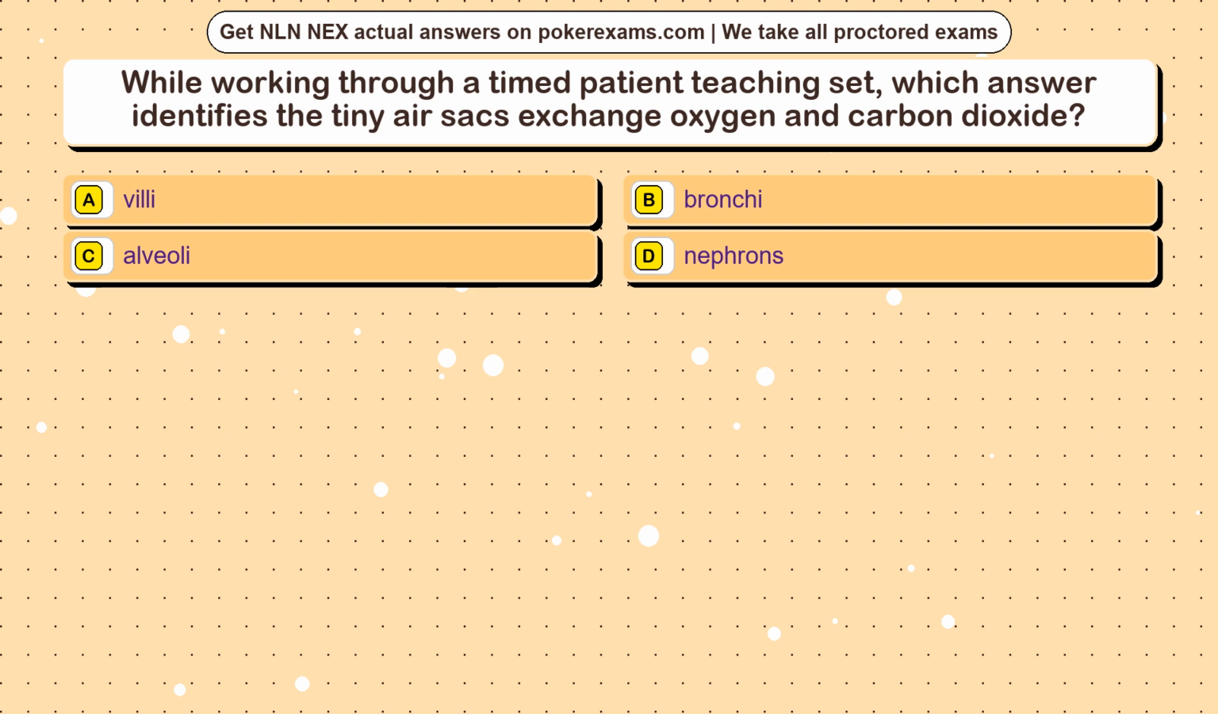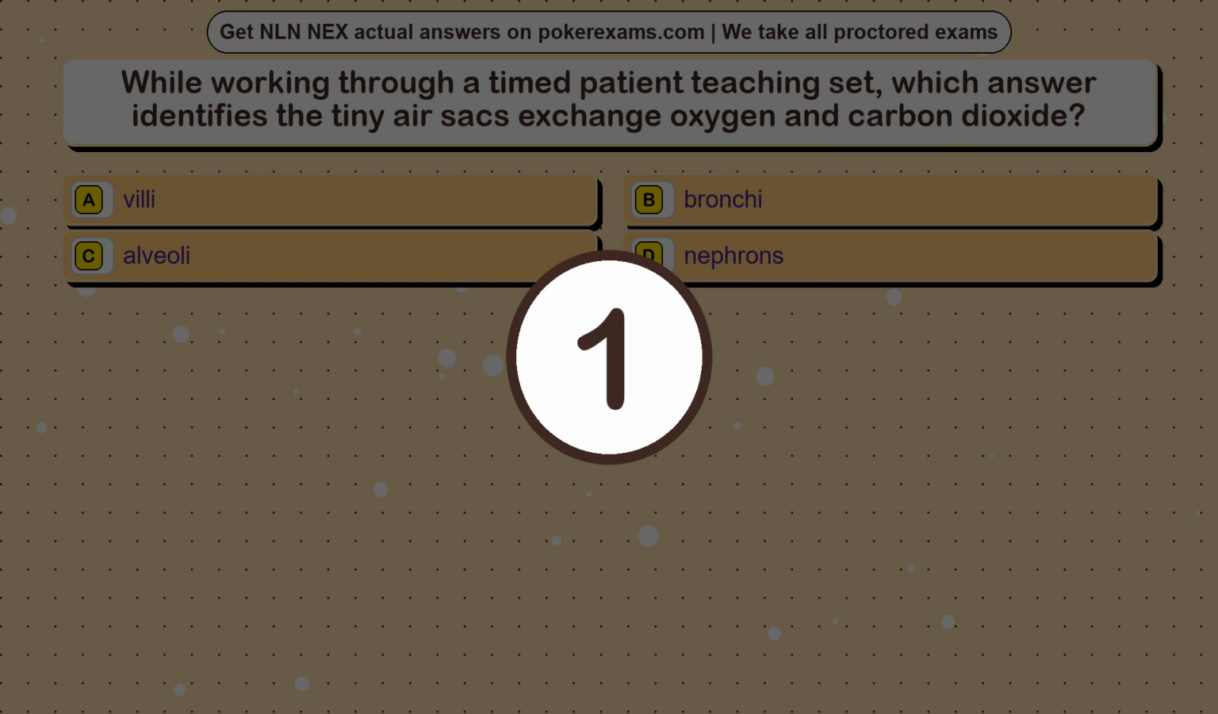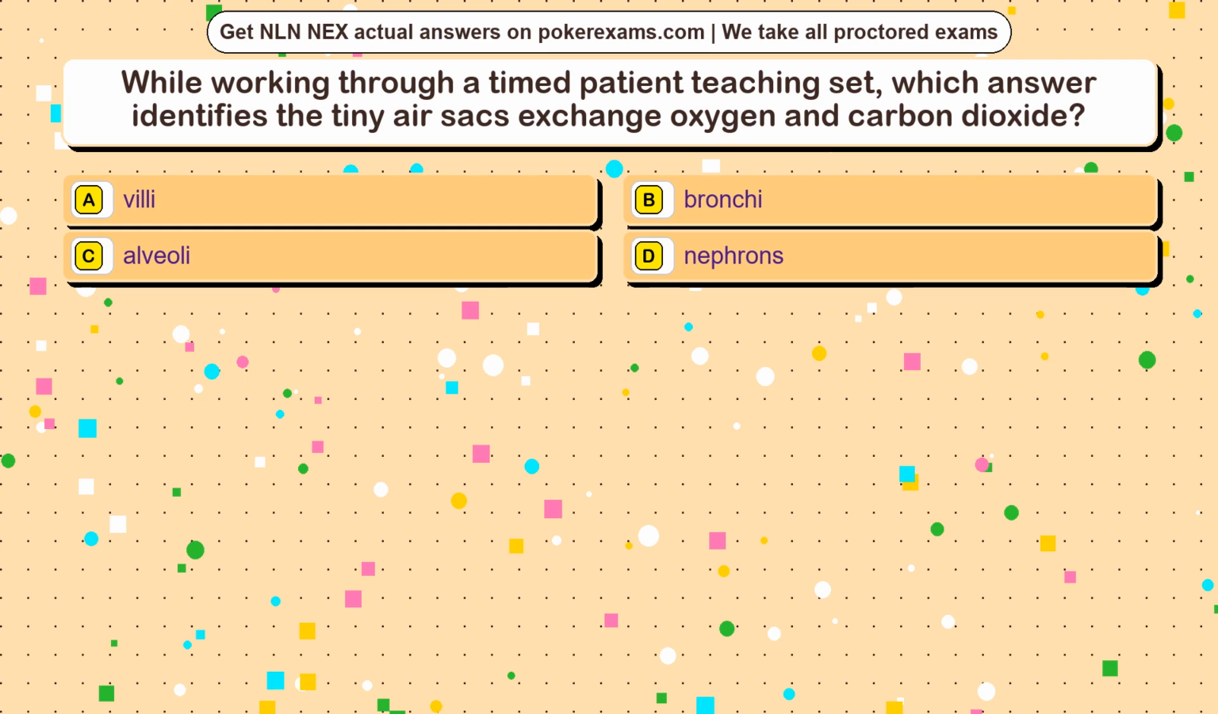Question 8. While working through a timed patient teaching set, which answer identifies the tiny air sacs that exchange oxygen and carbon dioxide? Option A, villi. Option B, bronchi. Option C, alveoli. Option D, nephrons. The correct answer is option.